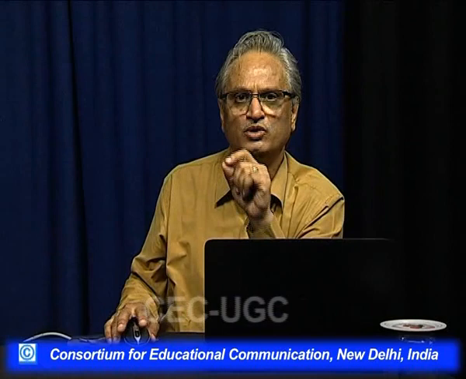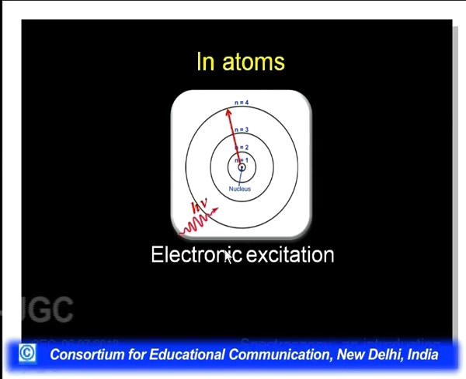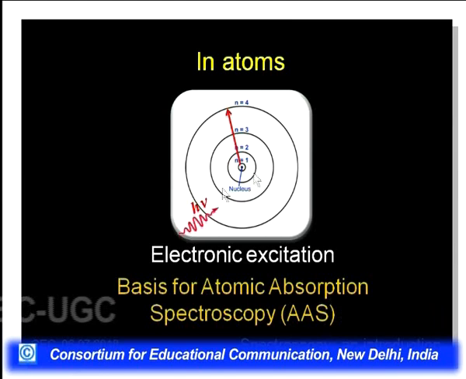Now, in case of atoms, what basically happens is that when the photon comes, the system can go from a given electronic energy level to a higher electronic energy level. This is called electronic excitation. That is, in case of atoms, there is only one possibility, electronic excitation, because only electronic energies are quantized in case of atoms. And this forms a basis for our atomic absorption spectroscopy. We'll come to that at a later stage.